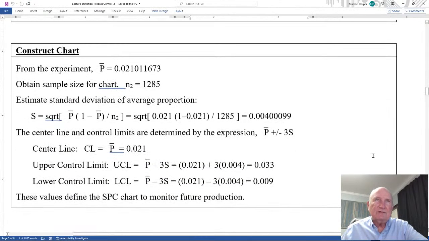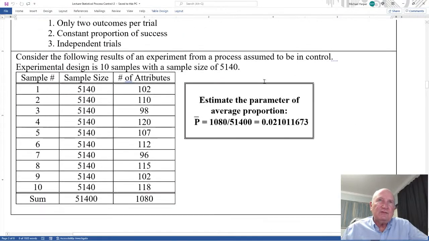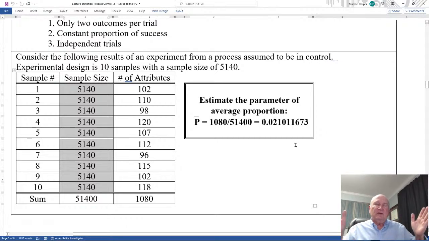Now, second part, construct the chart. From the experiment, there's our average proportion. Now, we want to obtain the sample size for the chart, and again, n2 is the sample size for the chart, 1285. The sample size for the experiment is 5140. A lot of times that sample size is really based on the cost of the experiment, how much accuracy you want in the experiment, how much precision you want, how much variability you want to reduce. So this really has experimental requirements.